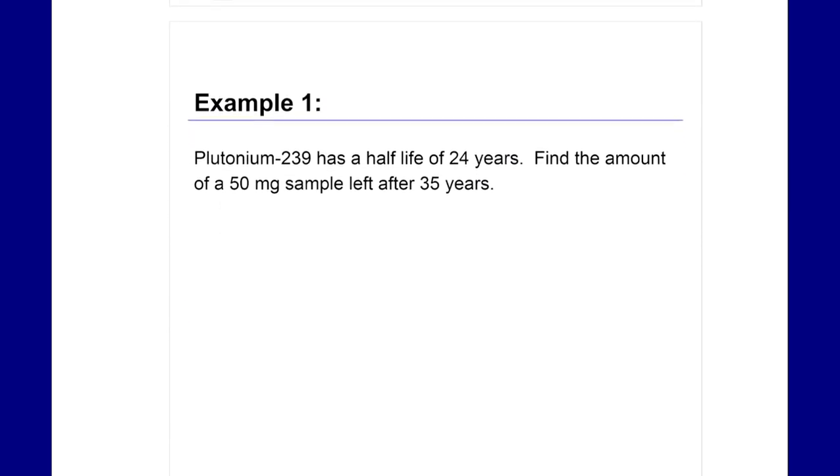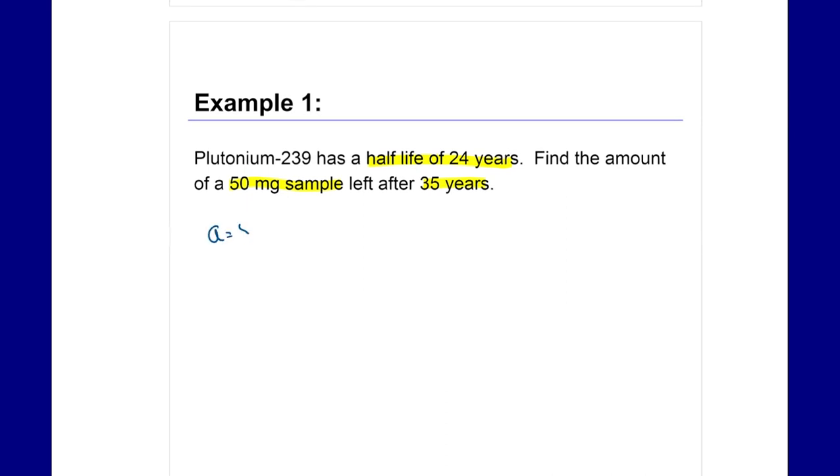So looking at another example, plutonium-239, another radioactive material, has a half-life of 24 years. We want to find the amount of a 500 milligram sample left after 35 years. So some key things to highlight. Half-life of 24 years. So half-life tells us the factor. 24 tells us the length or the time of one decay period, so we're going to need that to calculate our x, or our exponent. 500 milligram sample, and we're looking at over 35 years.